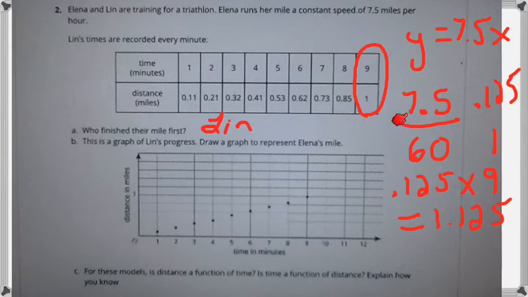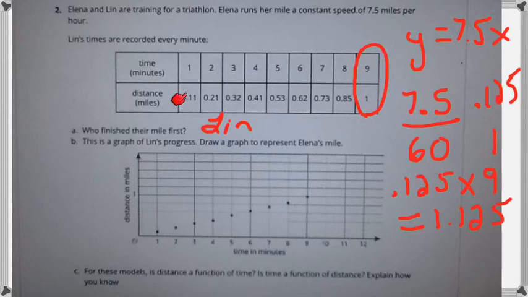So what I did is I put 7.5 miles over 60 minutes, because there's 60 minutes in 1 hour. And then if we divide 60 by 60, we get 1 minute. And if we divide 7.5 by 60, we get 0.125, which means that Elena is going a little tiny bit faster per minute than Lynn, because she's going, if you round this, about 13 hundredths of a mile in 1 minute, while Lynn is going 11 hundredths.